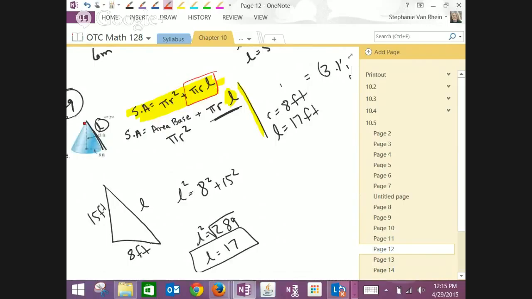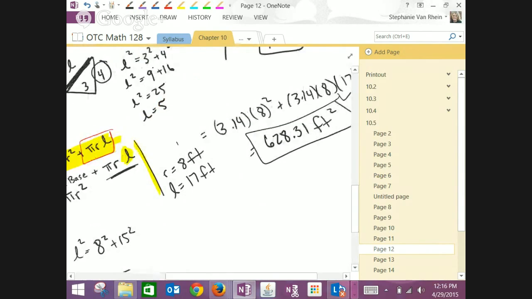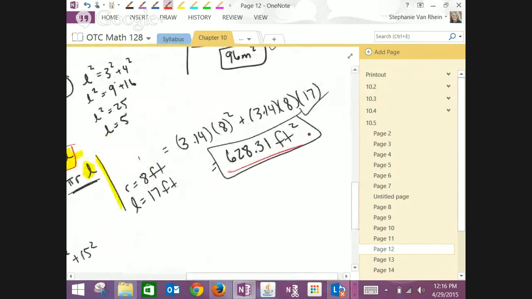So you have to find L. To calculate L, you look at this triangle and use the Pythagorean theorem to come up with 17. Then you plug it into the formula: area of the base, pi r squared, calculate that, plus the lateral area, which is pi RL, multiply that together, add them together, and you get your answer.